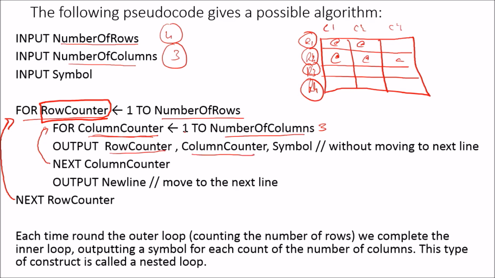Row counter is अभी मेरे पास क्या है? जो first है, तो अभी मेरे पास 1 चल रहा है. कॉलम काउंटर क्या है? अभी भी 1 चल रहा है. एंड सिंबल क्या है? @ है. ठीक है. सो आउटपुट क्या होगा? यू आर गोइंग टू आउटपुट दिस. यहाँ पे आउटपुट हो जाएगा. नाउ दिस नेक्स्ट is going to execute until my whole columns are completed.